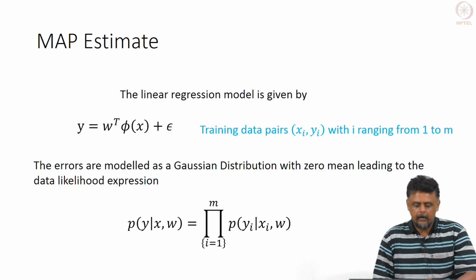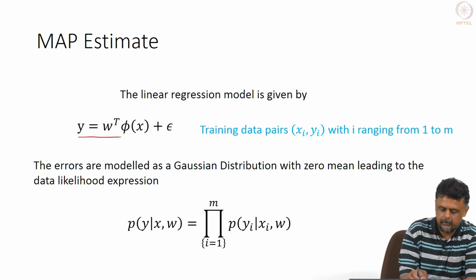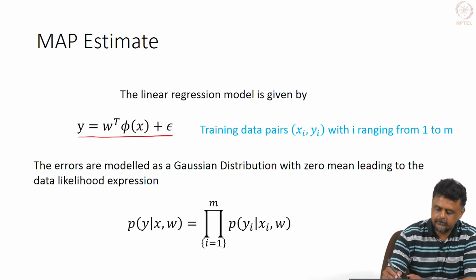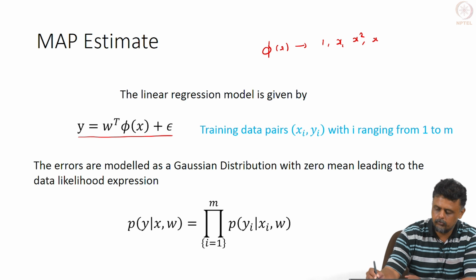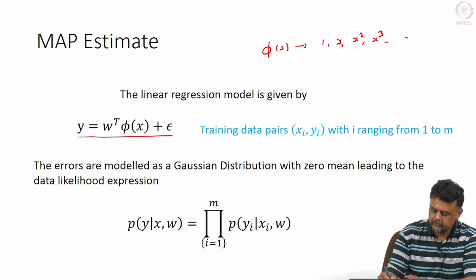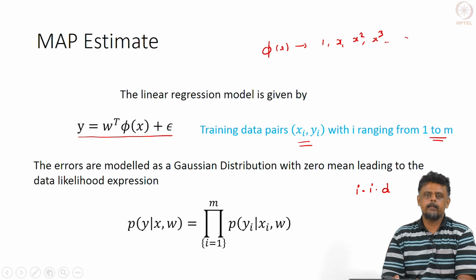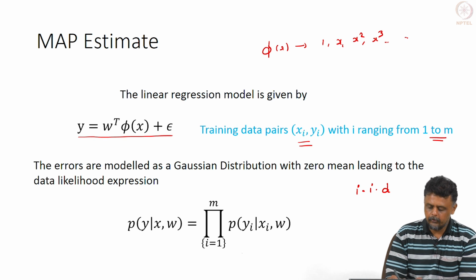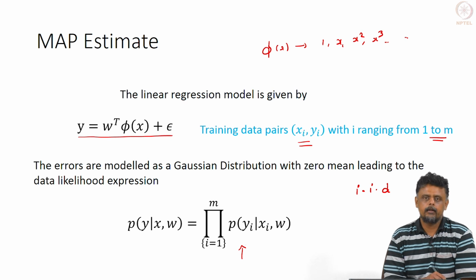Okay. So, we have this model, typically this is how we model in the case of linear regression, where phi of x corresponds to some polynomial functions of x or any other functions of x. So, typically 1, x, x square, x cube, and so on. We are given training data points, pairs xi, yi, with i ranging from 1 to m. We saw earlier that if the points xi, yi are independent and identically distributed, then the probability of observing the data set is nothing but the product of the probabilities of the individual data points.